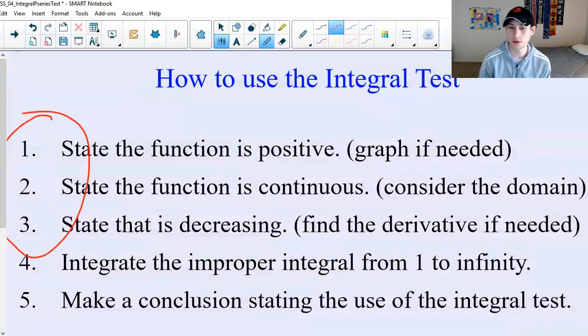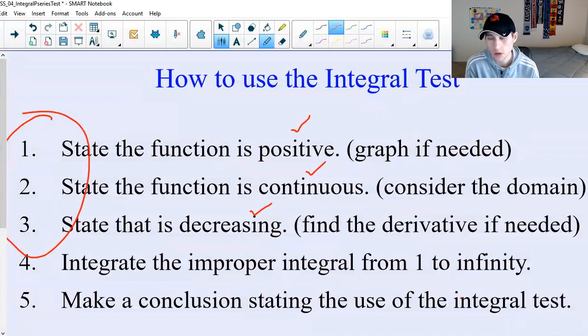These first 3 steps are just the setup. It's just checking to make sure, hey, is the function positive? Is it continuous? Is it decreasing? So like I said, if you need to, look at the graph to determine, oh yeah, it's all above the x-axis.